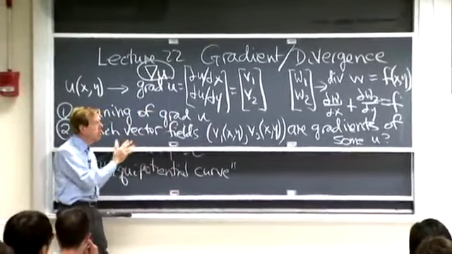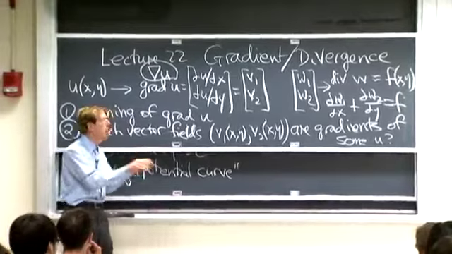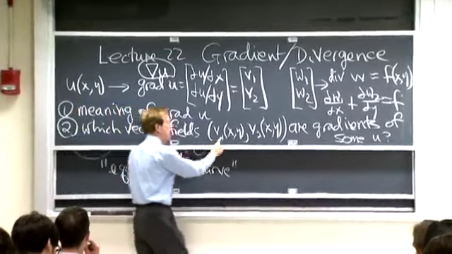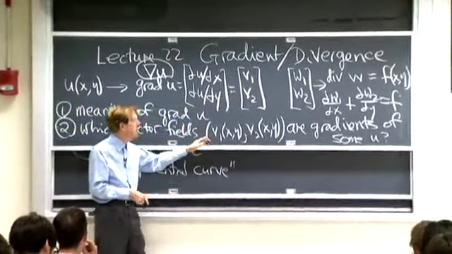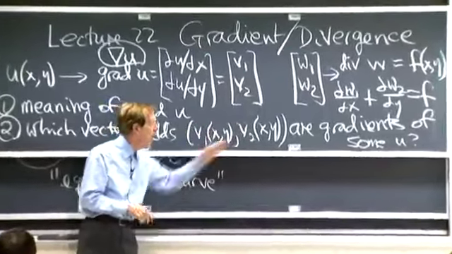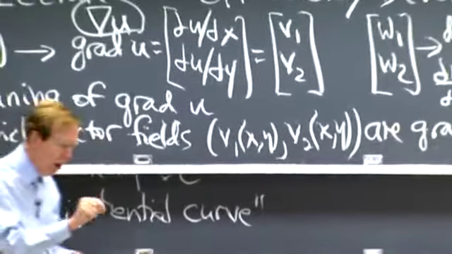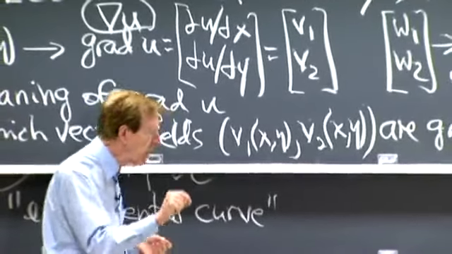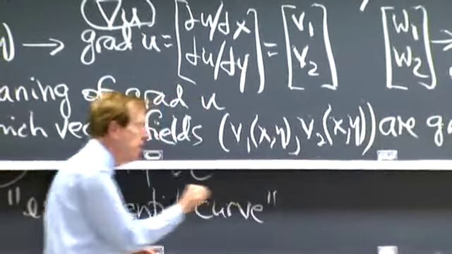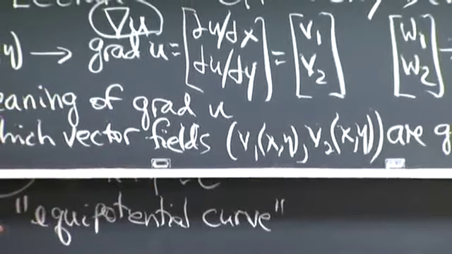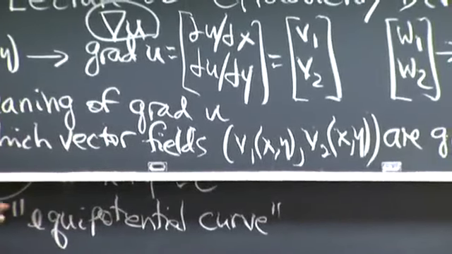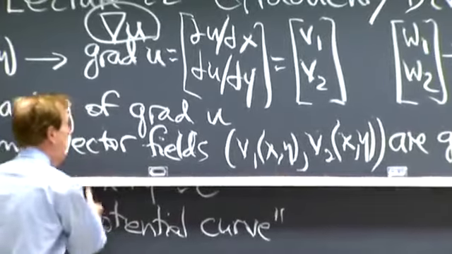So this is the background of vector calculus. So we have things like vector fields. That means I have a vector v1, v2 at each point x, y. So I could draw a little arrow at every point to show the direction and magnitude of that vector. So I have a field of vectors.